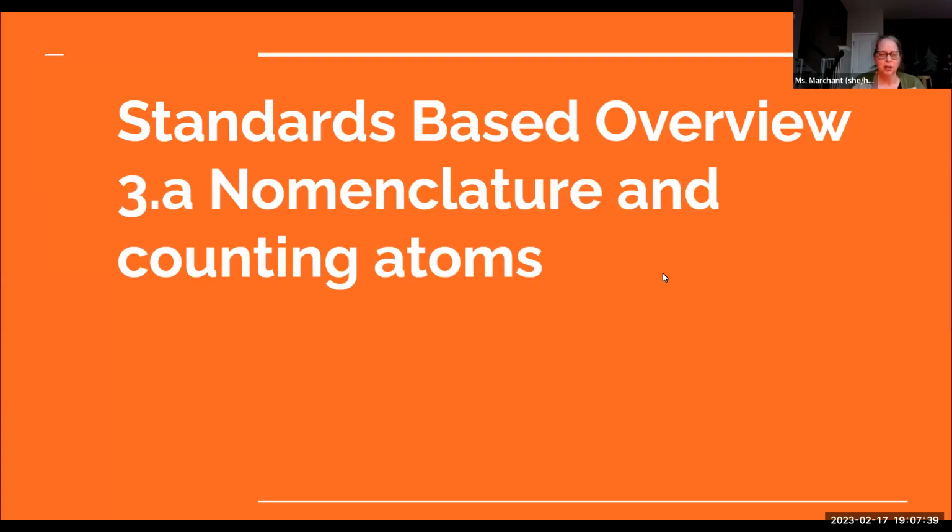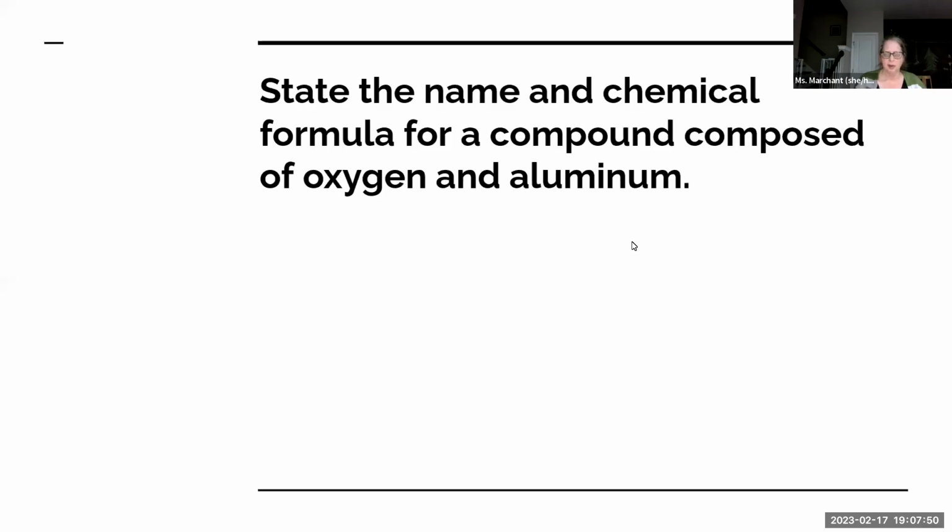Hi, welcome to the video that is the first part of Standard 3A, reviewing nomenclature or naming and counting atoms. So state the name and chemical formula for a compound composed of oxygen and aluminum.